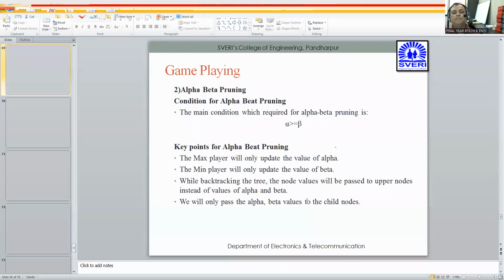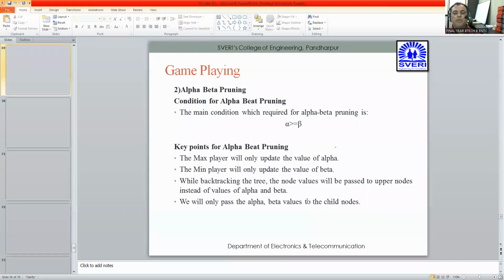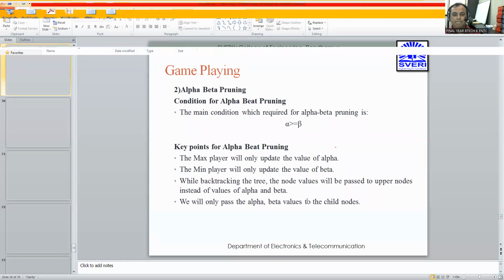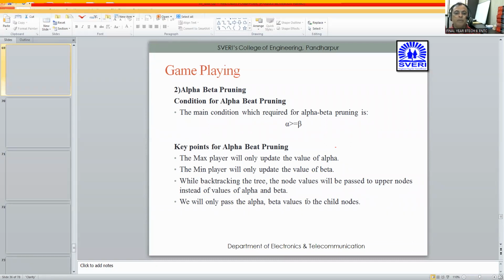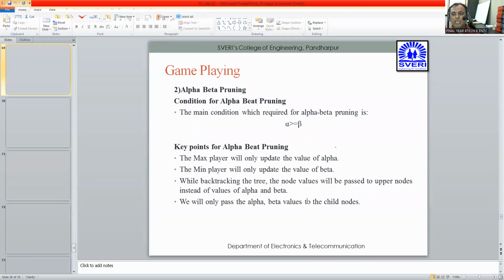What is the condition? The main condition for alpha beta pruning is that alpha should be greater than or equal to beta. Key points: the max player will only update the value of alpha. The min player will only update the value of beta. While backtracking, the node values will pass to the upper nodes instead of the values of alpha and beta. And we will pass only alpha, beta values to the child nodes.